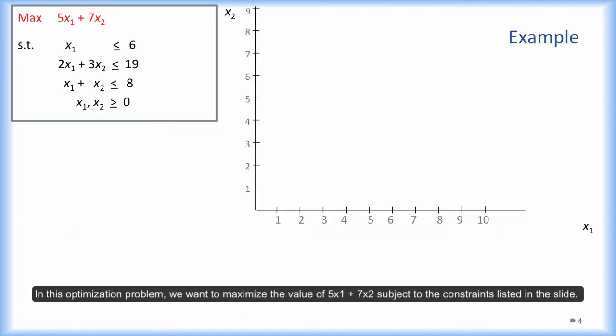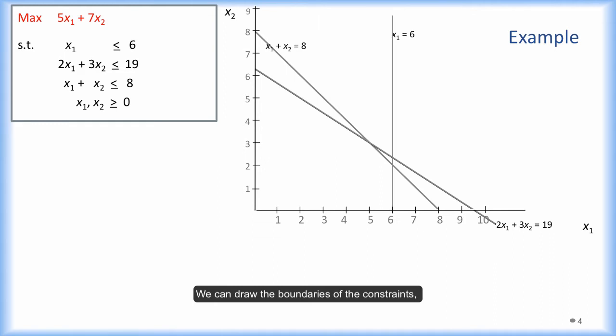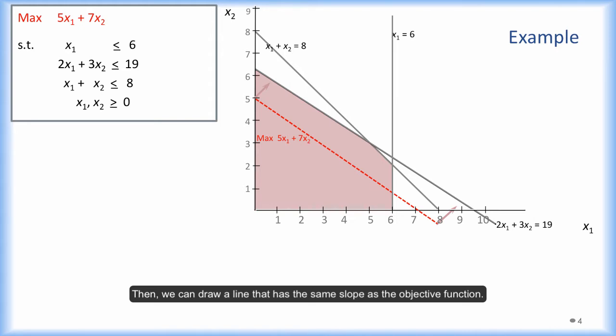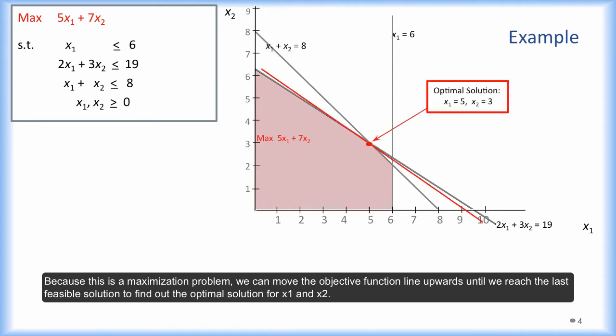In this optimization problem, we want to maximize the value of 5x1 plus 7x2, subject to the constraints listed in the slide. We can first draw the boundaries of the constraints and find out the feasible region for the solutions. Then, we can draw a line that has the same slope as the objective function. Because this is a maximization problem, we can move the objective function line upward until we reach the last feasible solution to find out the optimal solution for x1 and x2.